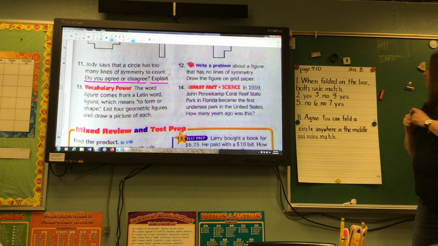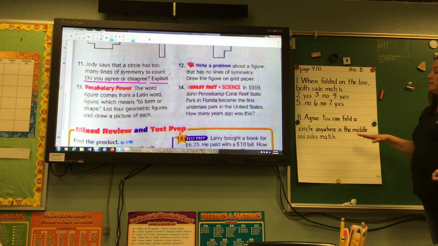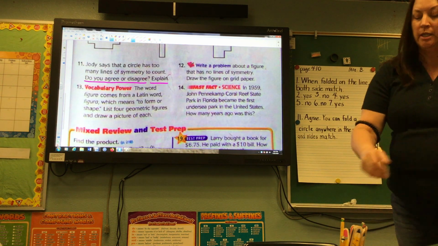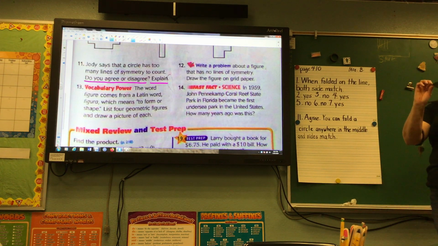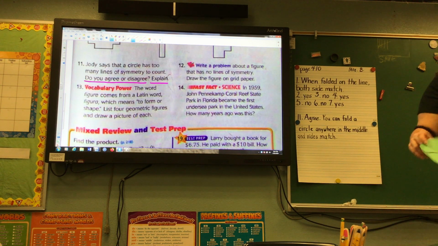Okay, so I agree. You can fold a circle anywhere in the middle, and the sides match. I remember when we started, I folded it here, which is not in the middle, and the sides didn't match. But on a circle, you can fold it anywhere in the middle, and you're going to have a line of symmetry. Okay, so very good for number 11.